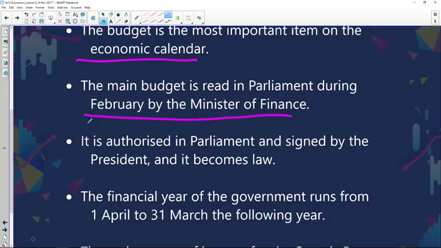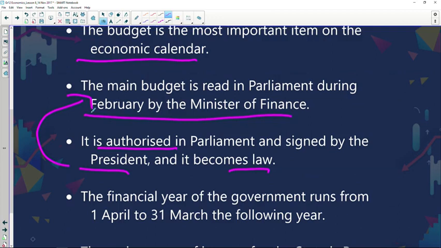It is authorized in Parliament and signed by the President, and it becomes law. So it is a formal document, because they need to authorize the document in Parliament first, and it needs to be signed by the President. That is the main budget which is read in Parliament.